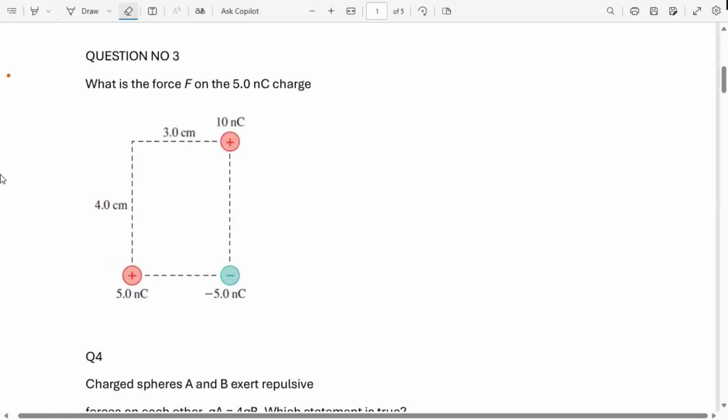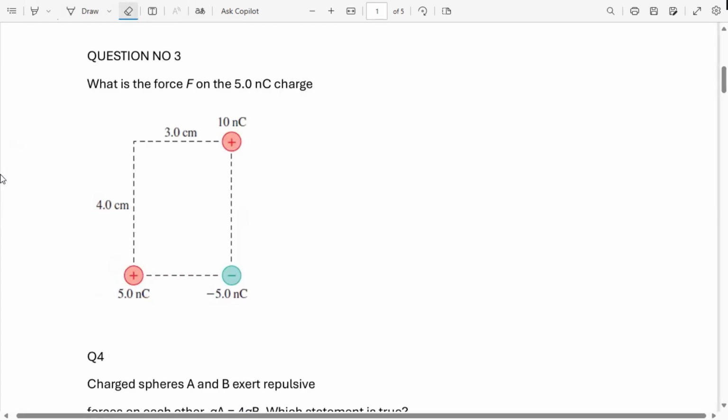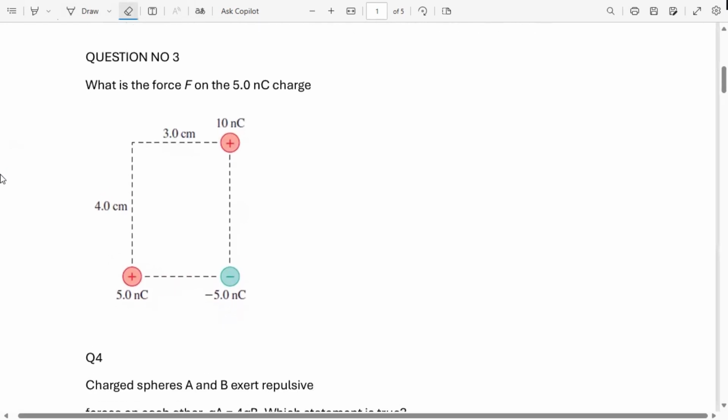So what are we going to notice? Using the principle of superposition, this 10 nanocoulomb charge is going to have an electrostatic force on that particular charge, whilst even this negative 5 nanocoulomb charge is going to have an electrostatic force on that particular charge. So what are we supposed to do?